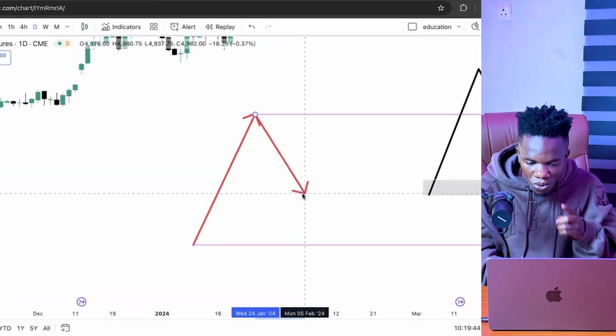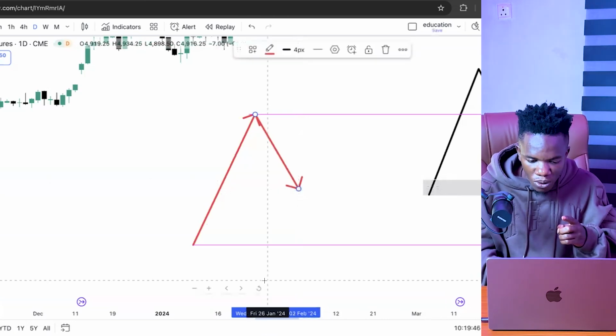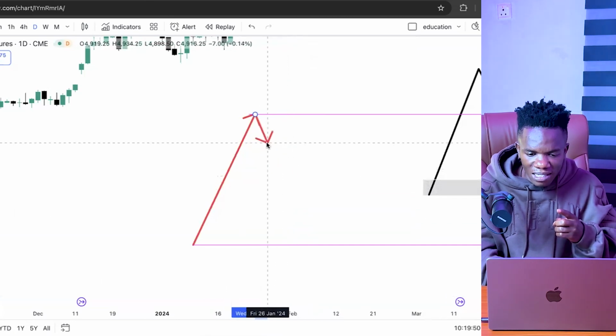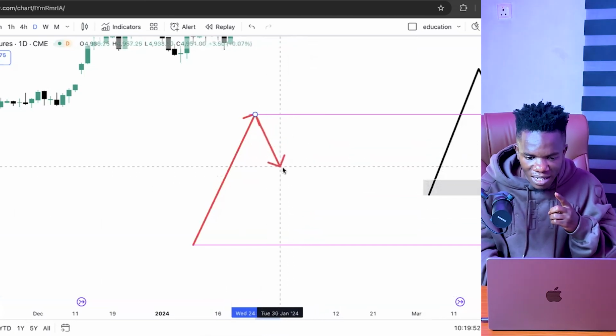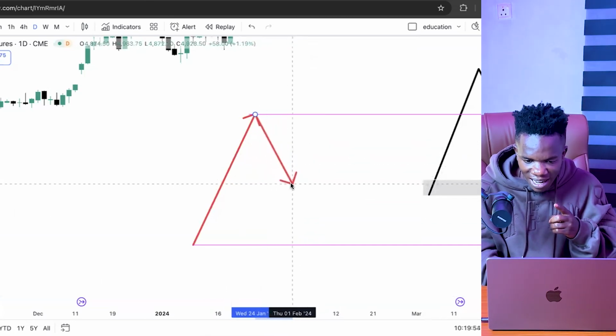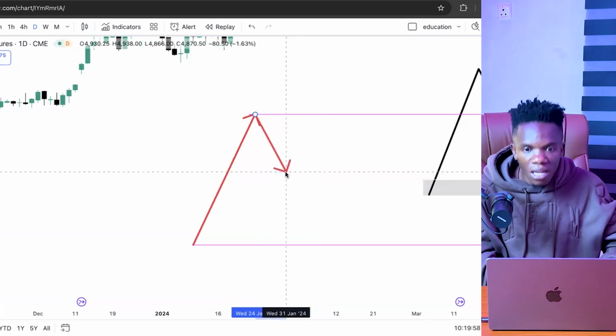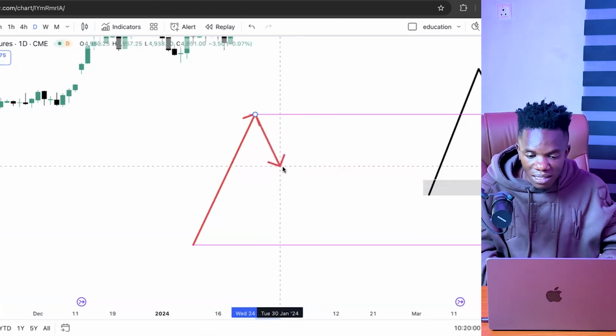Now, that reaction does not mean that as it's retracing lower like this, if I see any significant slight move to the upside, I should jump into the trade. No, that's not the reaction I'm talking about. The reaction I'm talking about is this.